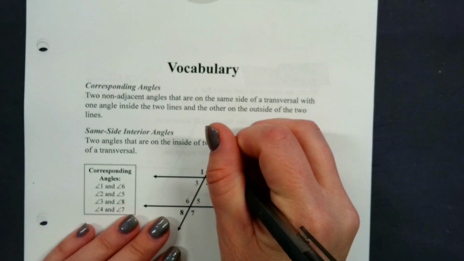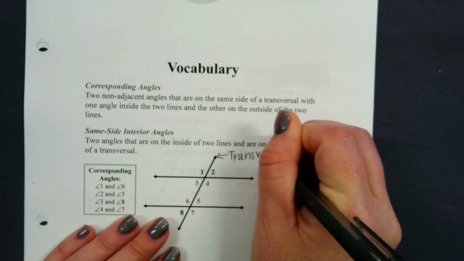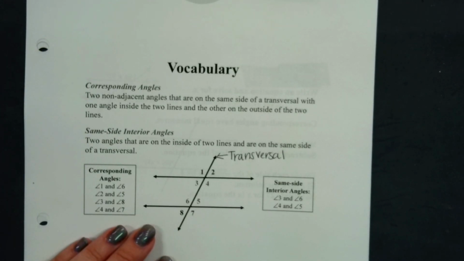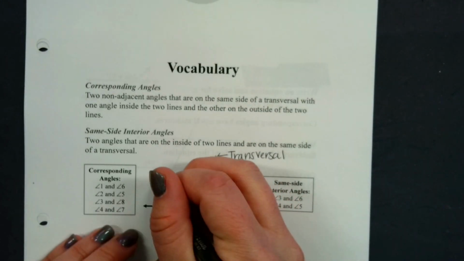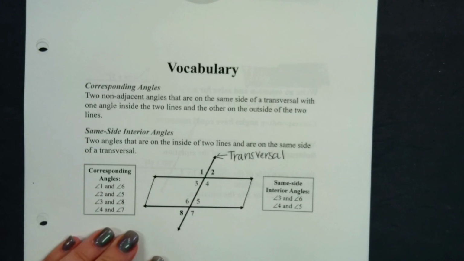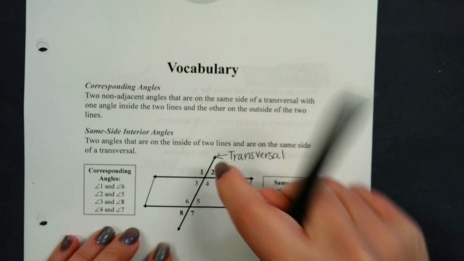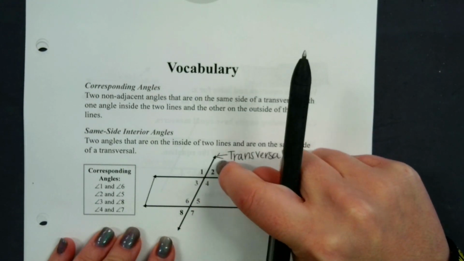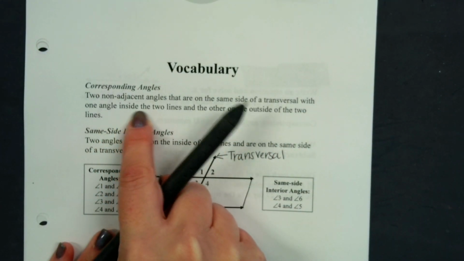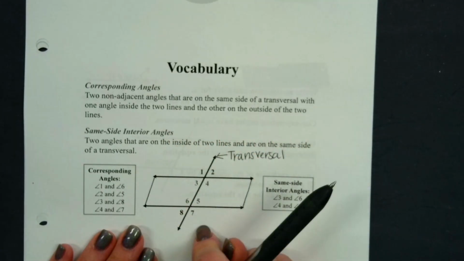Let's break it down. This is the transversal line. Okay, so that's your transversal. These are our two lines. Remember the rectangle that we make? Well, parallelogram. So it says it needs to be on the same side of the transversal, so meaning it's got to be on this side or this side. It has to be on the same side, with one angle inside the two lines. So one has to be on the inside and the other on the outside of the two lines.